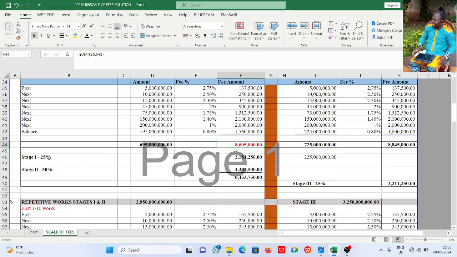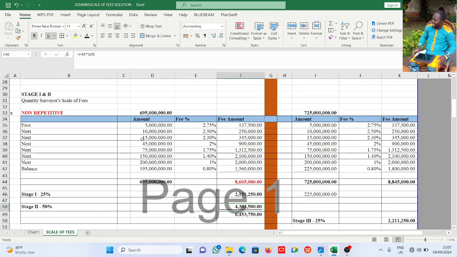Now stage 1 is to be paid 25%, so 25% of this is that. Stage 2 is to be paid 50% of that amount. That's in the execution phase. We also work with the estimated total cost. Only in stage 3, the final phase or the completion phase, we will work with the total construction sum. I hope that is very clear. Okay, this is stage 1 and stage 2.